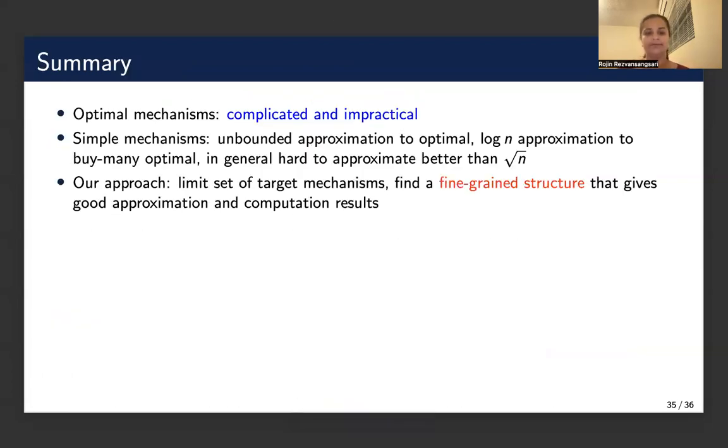To sum up, optimal mechanisms are complicated and impractical, so we opt for simple mechanisms. However, even with them, there is an unbounded gap between optimal and simple in the general case. Even for binary mechanisms, there is a log n approximation. It is also hard to compute item pricing or simple mechanisms better than a factor of square root of n. So our approach was first to go from optimal mechanisms to binary mechanisms, and then try to find a fine-grained structure that would give us something between optimal and this log n factor approximation, and in the meantime give us good guarantees on computation of item pricing.